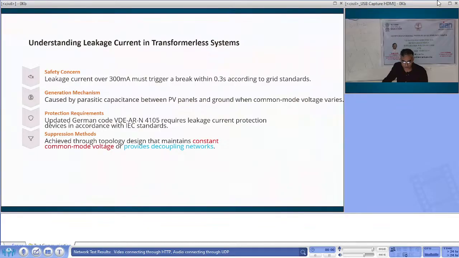Then we have to suppress this leakage. How do we suppress it? It is achieved through the topology design that maintains constant common mode voltage or provides a decoupling network. So the two ways that we can suppress this leakage current, one is constant common mode voltage. Why it should be kept constant, that also we'll see, and provide decoupling network. So we have to decouple the thing because there is no isolation. So at least with the help of switch, you can decouple the PV system from the grid for some momentary duration.